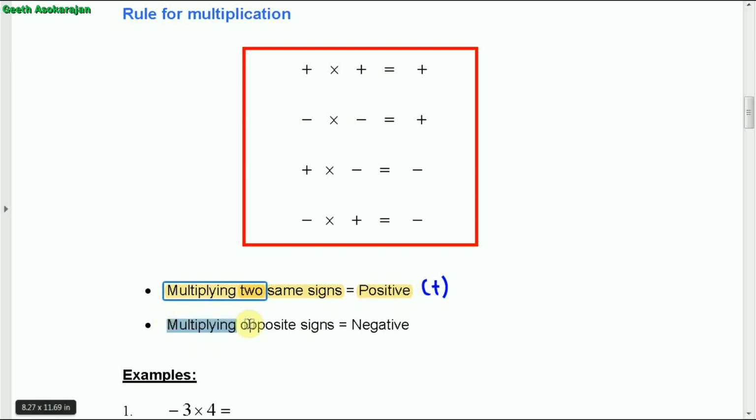However, multiplying two opposite signs gives us a negative or a minus. So for example, plus times minus. These are two opposite signs, a plus times a minus. The answer is a minus. Likewise, minus times plus. These are two opposite signs, a minus and a plus. So when you multiply them, you get a minus. So remember this, very useful to know.